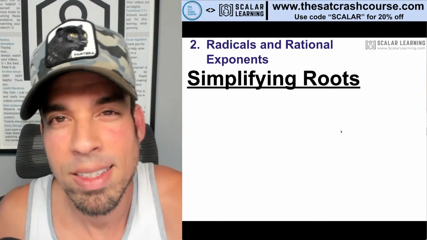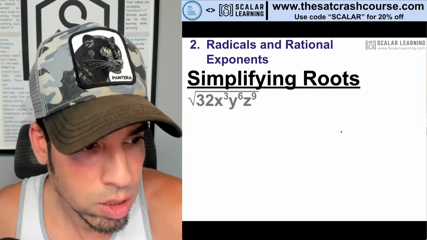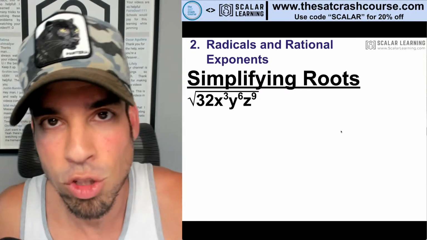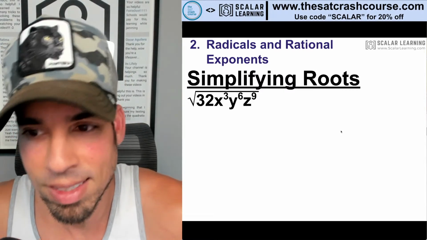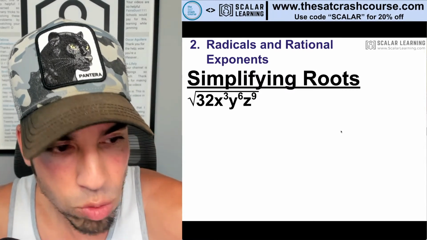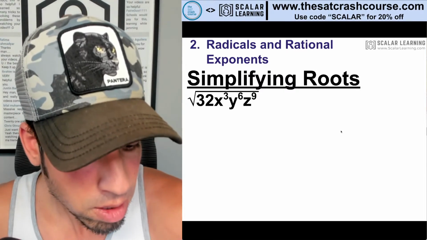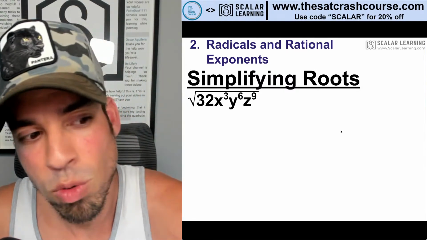All right, so how do we simplify these roots or these radicals? Let's take an example here. Let's take a square root, right? So we got a square root of 32 x cubed y to the 6th z to the 9th. Sometimes you will have to do this on the SAT, and you're going to have to simplify these radicals. So the question is, how do we do that?